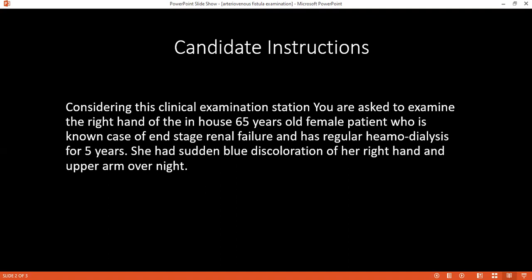Once I've done that, I would ask her if she's having any pain in the shoulder, because I would want her to raise up her hand. Once she does that, I will look at the fistula. Normally, it should collapse. If there's any form of distension, it shows there's an outflow obstruction. Then I'll tell her to drop the hand.